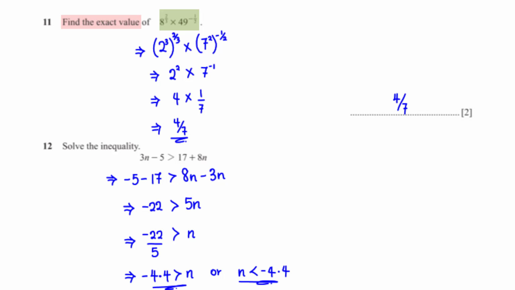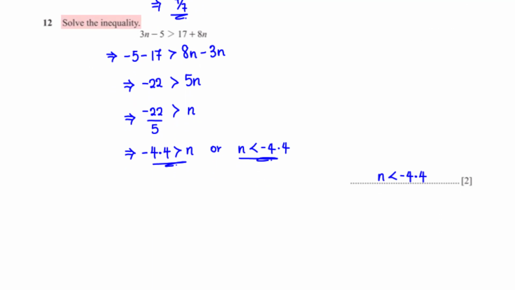Let's rewrite 8 as 2 raised to the power 3 and rewrite 49 as 7 raised to the power 2. In the next step, let's multiply the powers. So 3 times 2 over 3 gives us 2, and 2 times negative half gives us negative 1. 2 raised to the power 2 is 4. 7 raised to the power negative 1 is the same as 1 over 7. And so that gives us our final answer as 4 over 7.